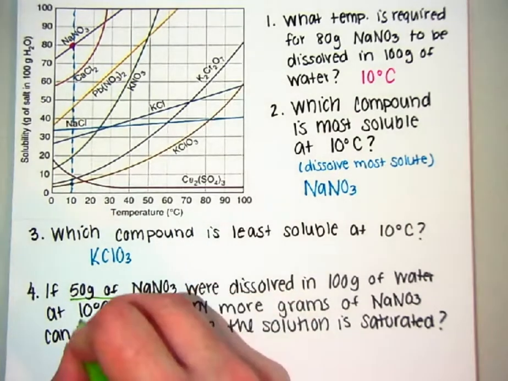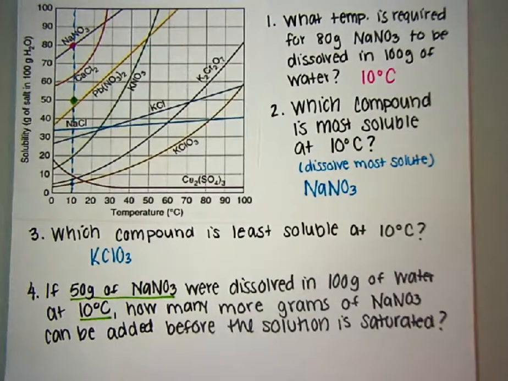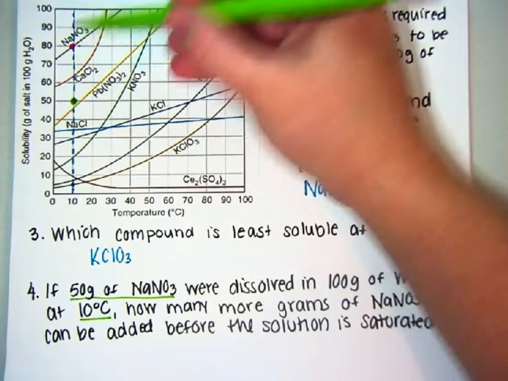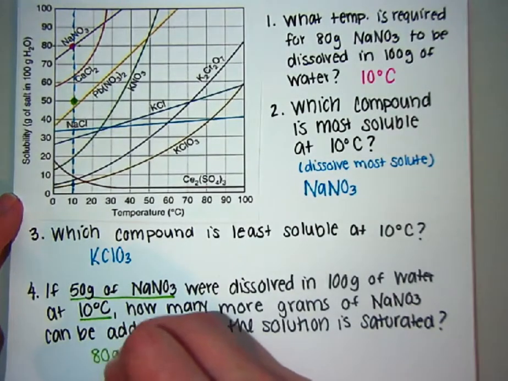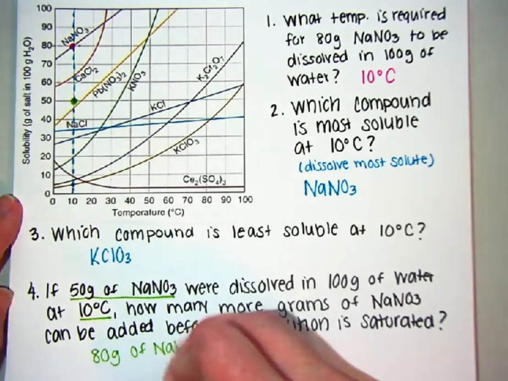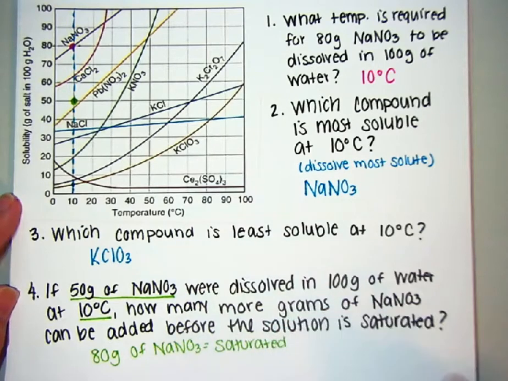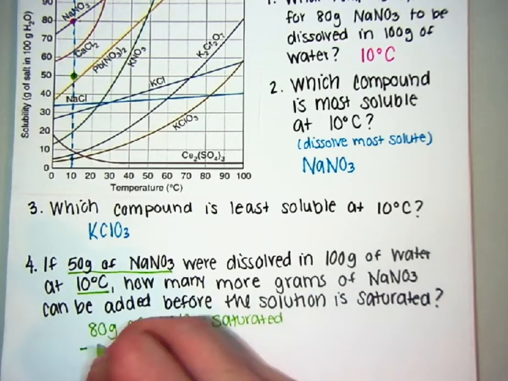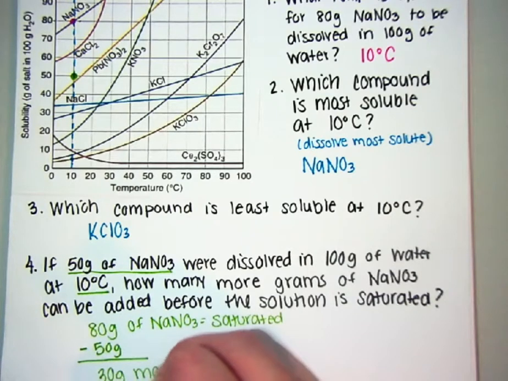50 grams of sodium nitrate at 10 degrees Celsius, which is right here. We want to know how many more grams can we add until the solution is saturated. Well, this solution is saturated at 80 grams. So if this solution is saturated when we add 80 grams, but we have only added 50 grams, how many more grams can be added? 30 grams.